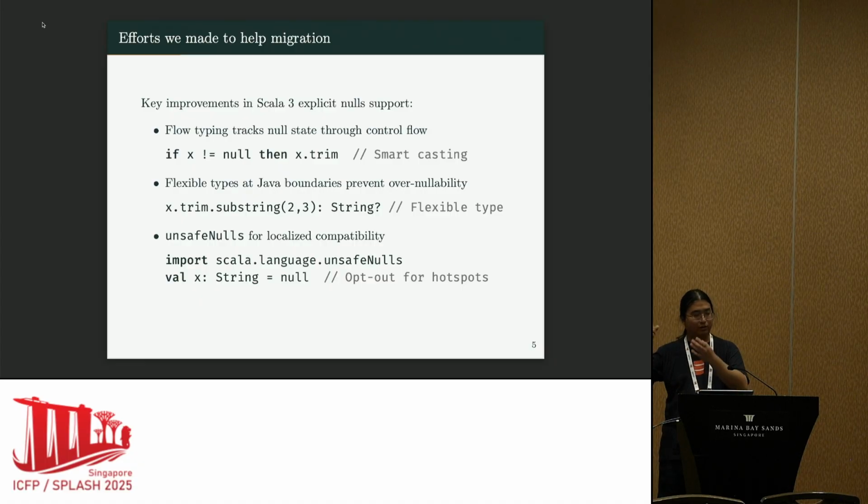We also introduce unsafe nulls, which is a language import. You can temporarily disable Explicit-nulls in some scope of your code if this part of your code is extensively working with null values and you don't want to check nullability through its type.